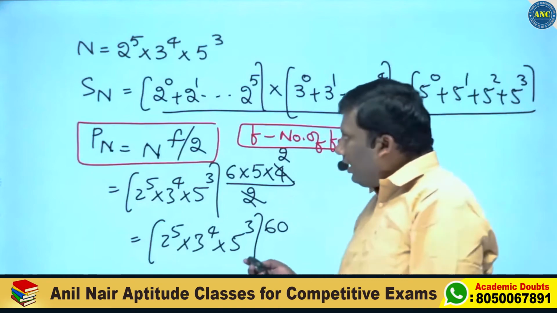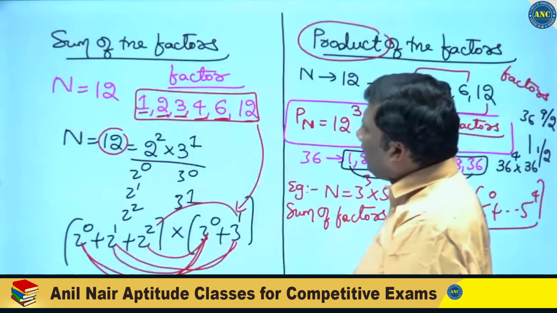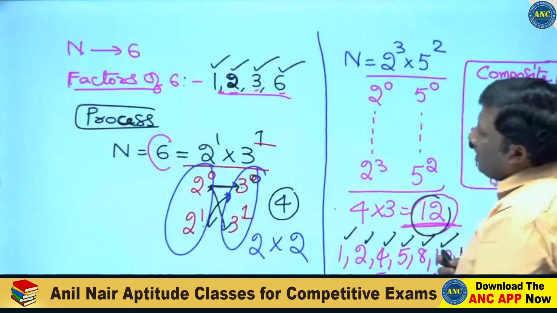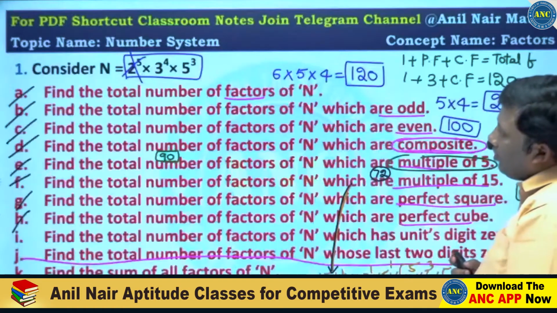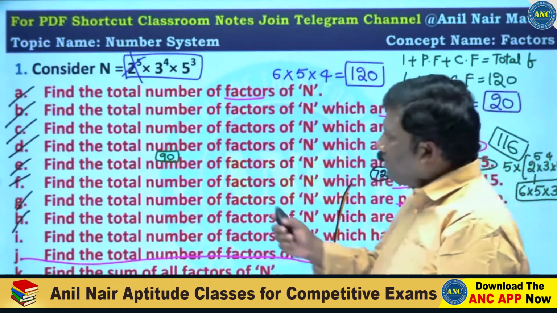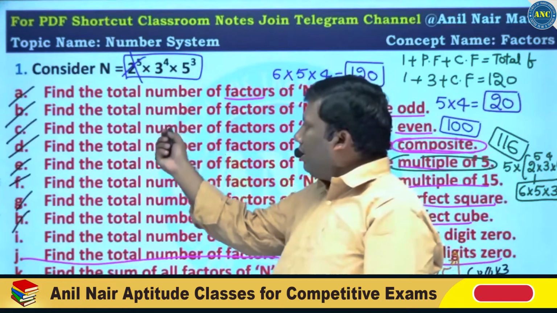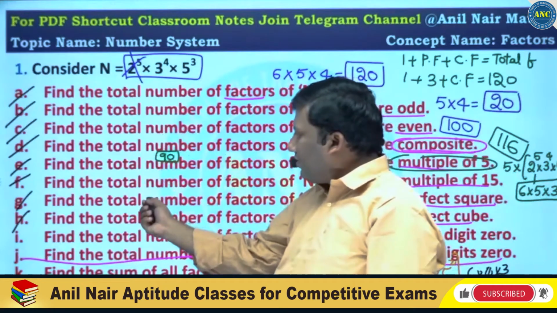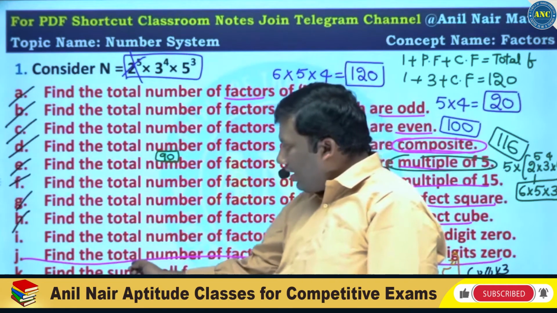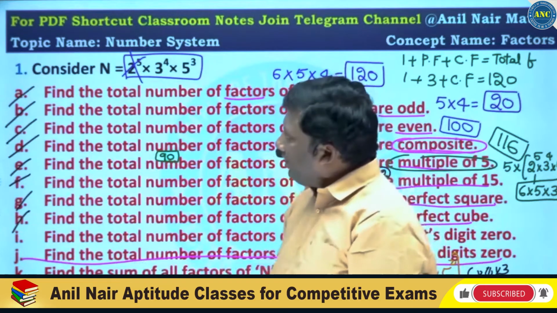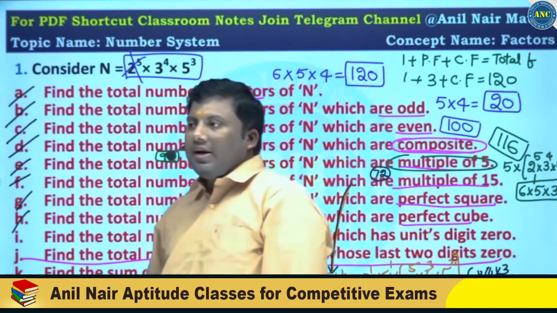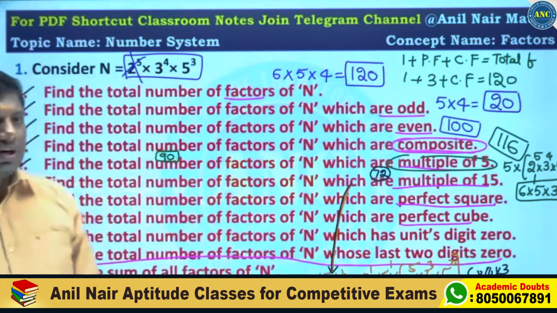Till here, I think we solved the entire question 1. In question 1, how many concepts did we discuss? 1, 2, 3, 4, 5, 6, 7, 8, 9, 10, 11, 12. 12 concepts we discussed in question number 1. Any doubts in question number 1?